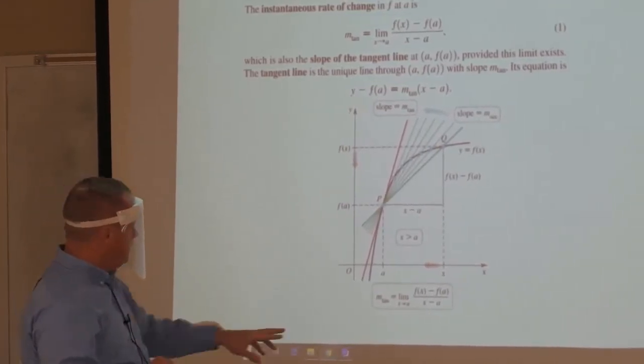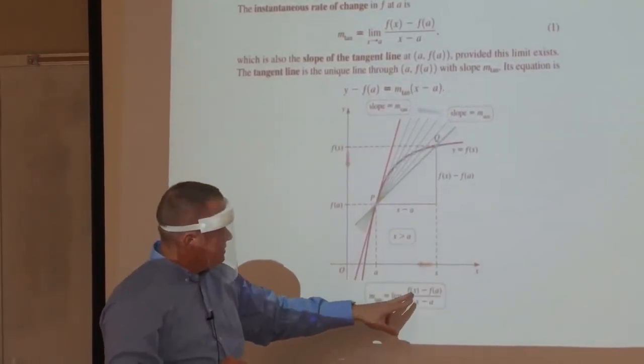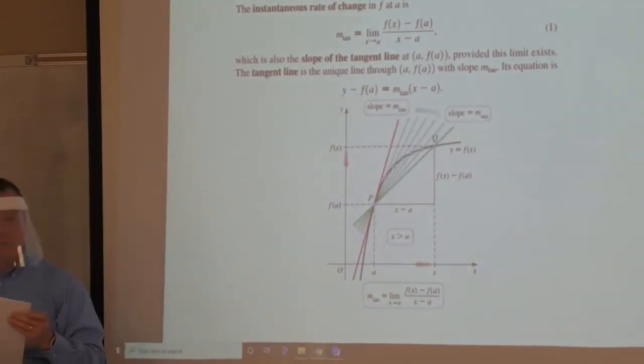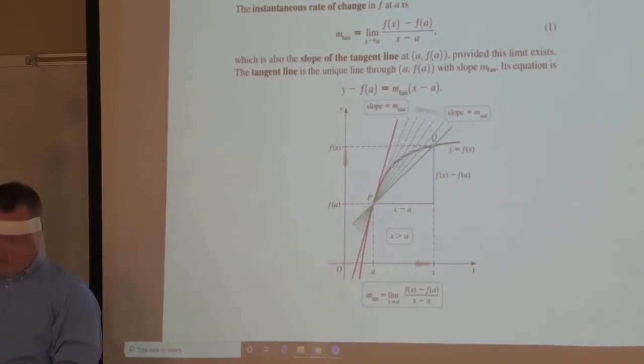All right? So slope of the tangent line is the limit as x approaches a of f of x minus f of a over x minus a. All right? Questions about that? Okay.